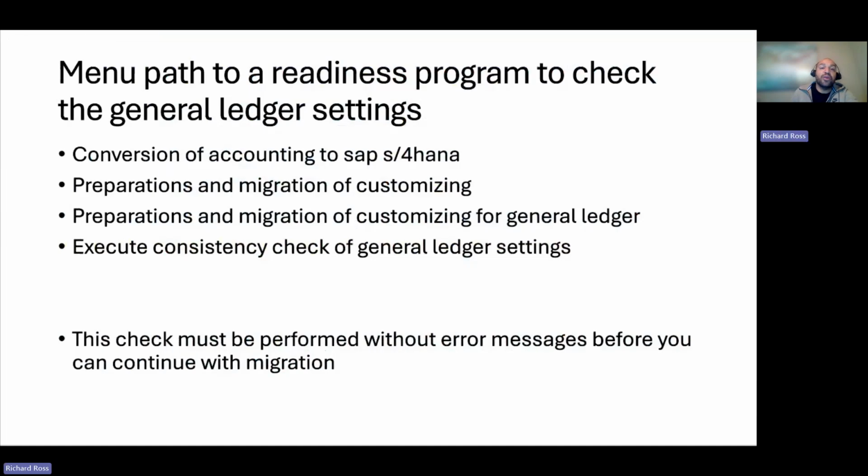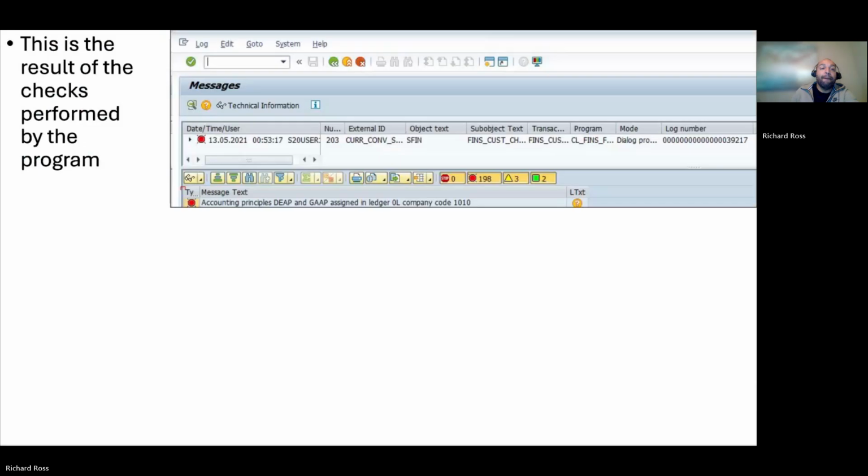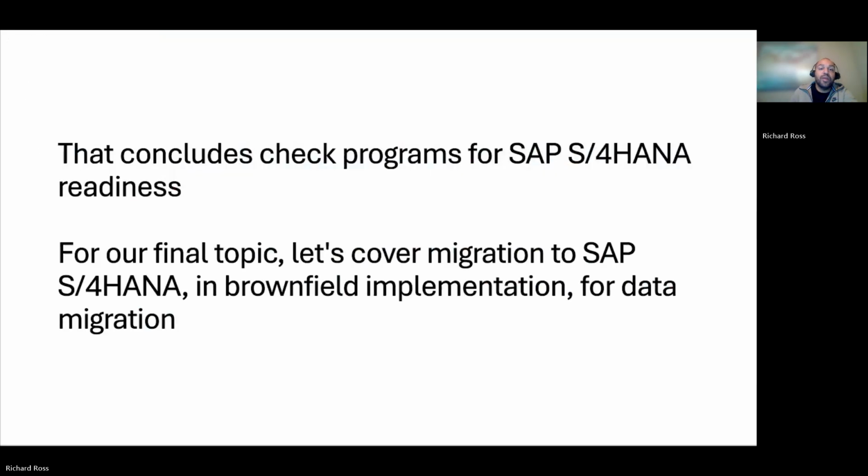Menu path to a readiness program to check the general ledger settings. This check must be performed without error messages before you can continue with the migration. This is the result of the checks performed by the program. That concludes check programs for SAP S/4HANA readiness.